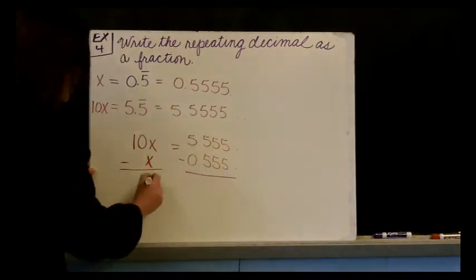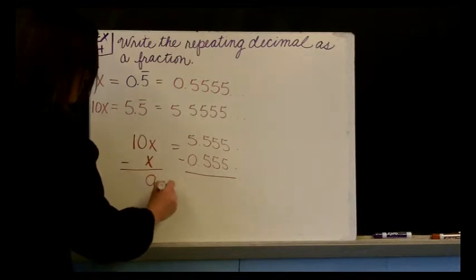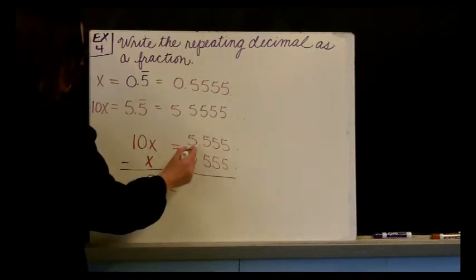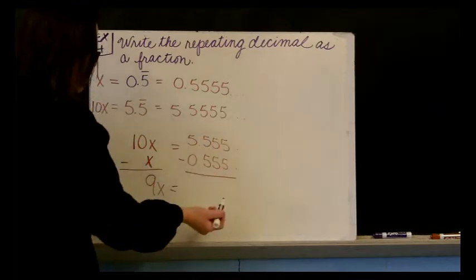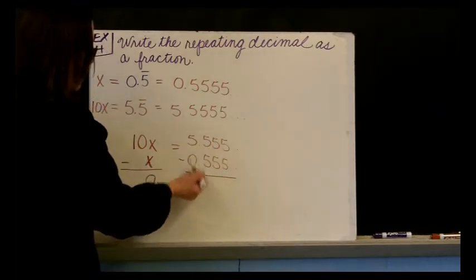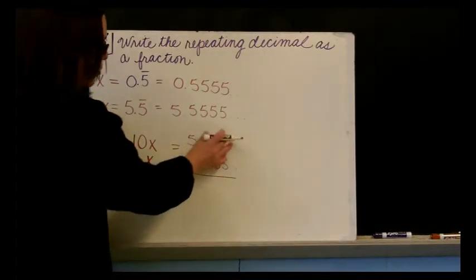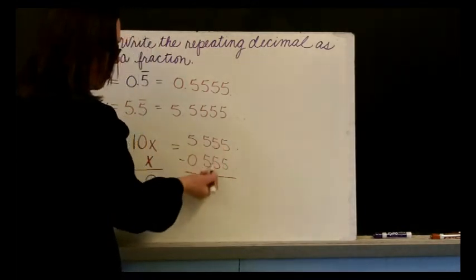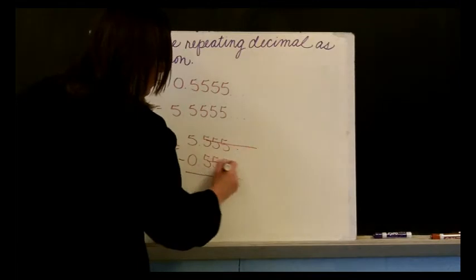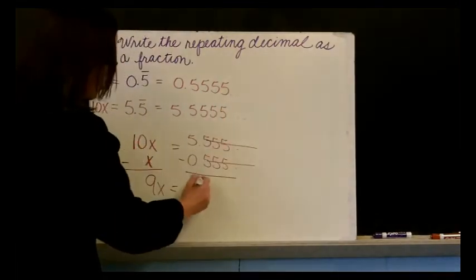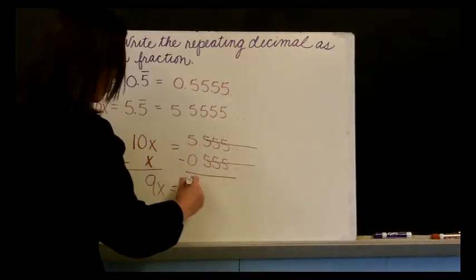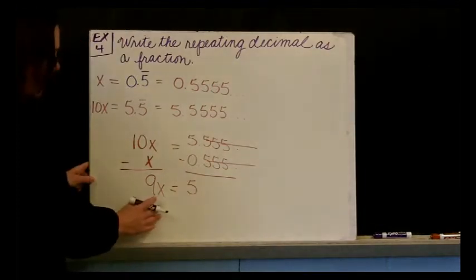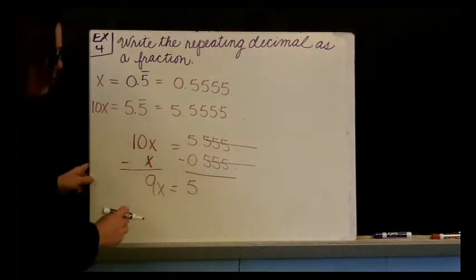10x minus x gives us 9x. 5.5 repeated minus 0.5 repeated. Even though these go into infinity, they're exactly the same. You can see all the 5s are lined up. So these will become 0. 5 minus 0 is 5. So now what we have is 9x equals 5.